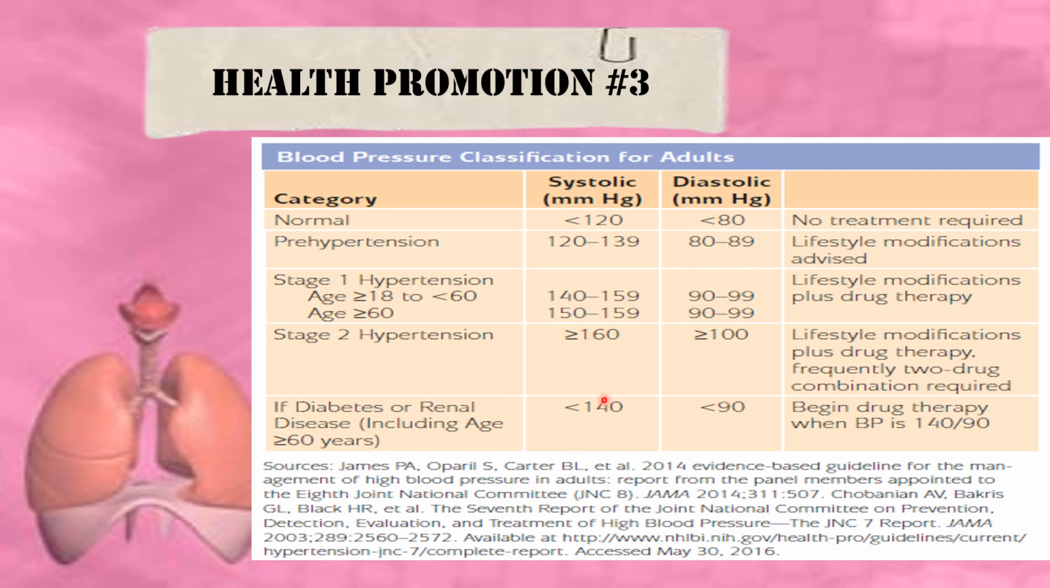Okay, the blood pressure classification for adults is shown in this table. So for normal findings, less than 120 for the systolic and less than 80 millimeters of mercury for the diastolic.